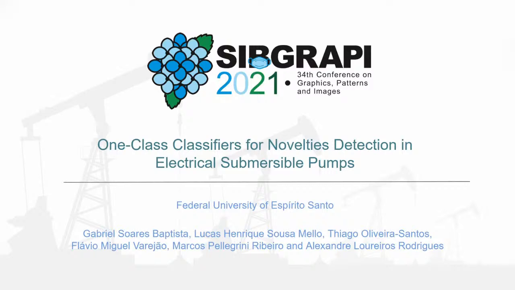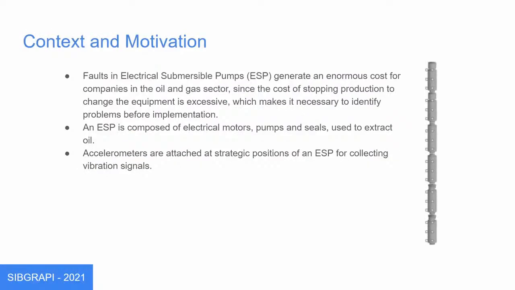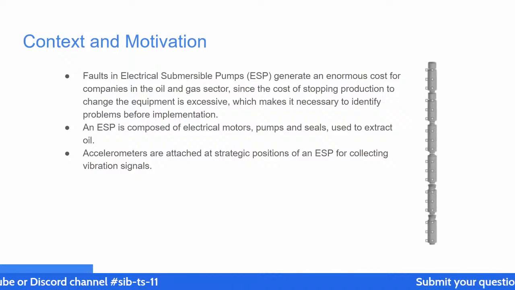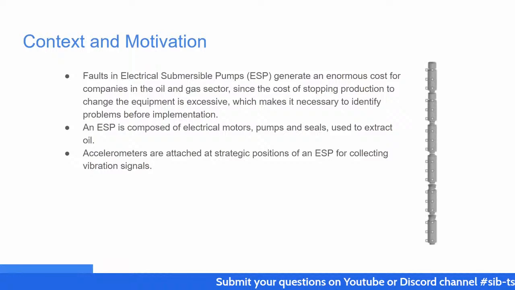In this study, we approached the detection of anomalies and fault novelties in electrical submersible pumps, ESP, widely used in the oil and gas industry. The subject is of high interest in the industry due to the scarcity of fault examples to train classification systems. Faults in submersible electric pumps generate an enormous cost for companies in the oil and gas sector, since the cost of stopping production to change the equipment is excessive, which makes it necessary to identify problems before implementation.